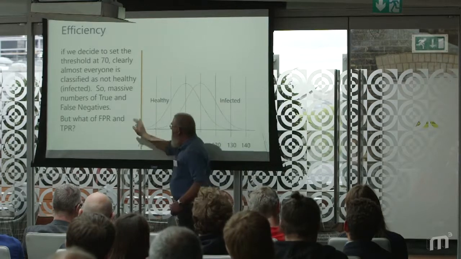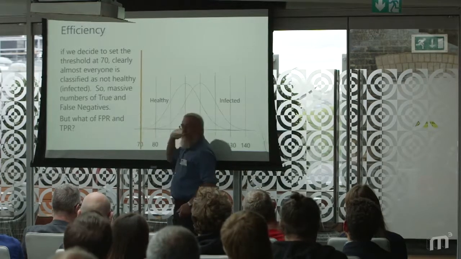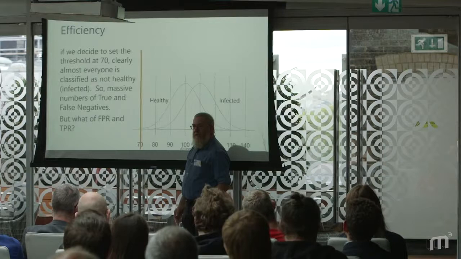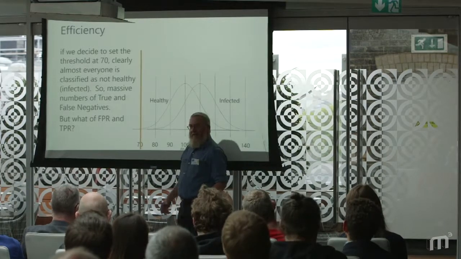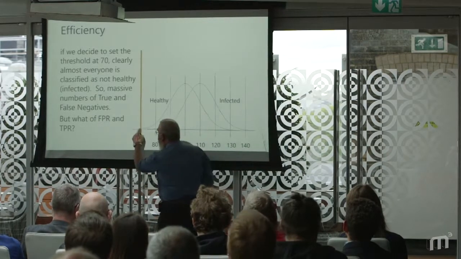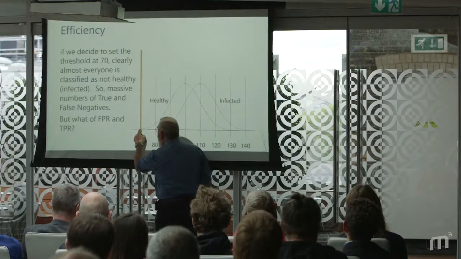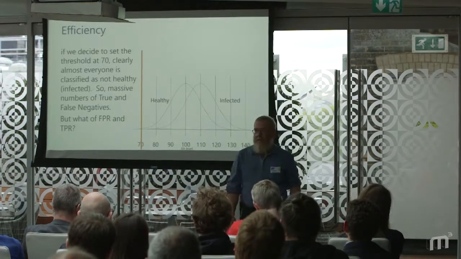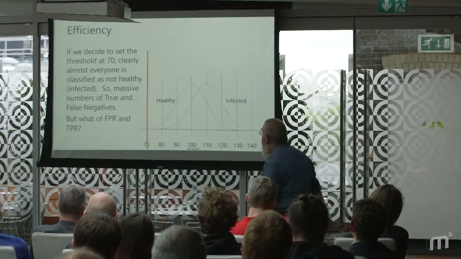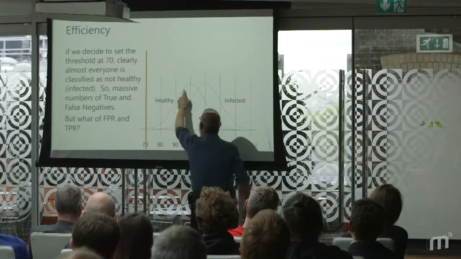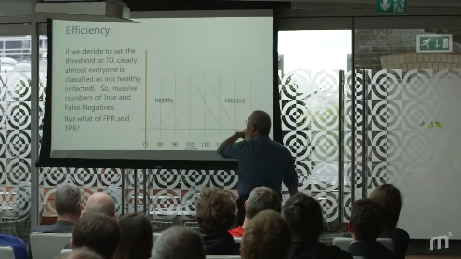Well, what's going to happen? We're going to say everybody on this side is healthy, everybody on this side is zombie. Who is correctly classified? Well, I don't expect you to be able to point from there. These guys are correctly classified. Everybody else is incorrectly classified. Sorry, all of these guys, I beg your pardon, are incorrectly classified. These guys are all correctly classified.